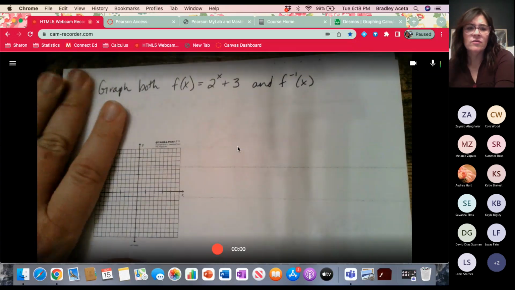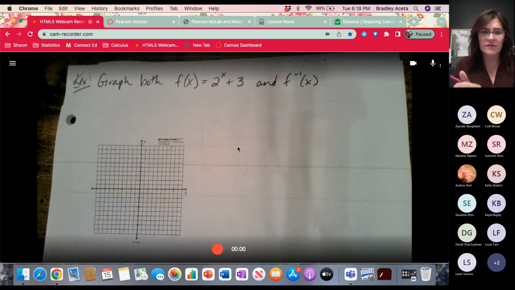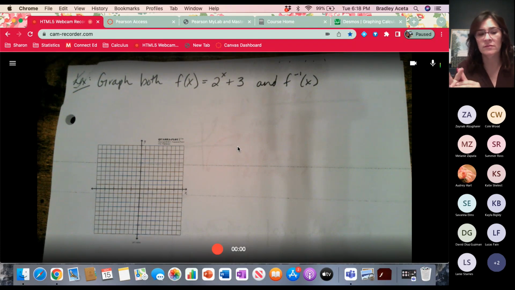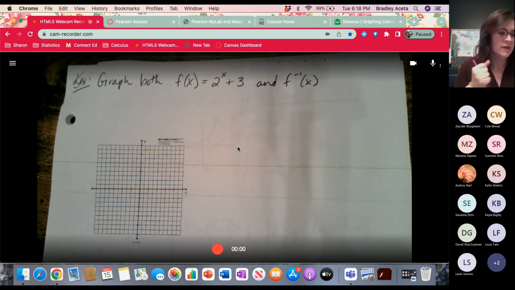Okay, this is the one where it's going to ask you to graph both 2x plus 3 and the f of x, okay? And we're going to just work it out real quick algebraically. Then I'll show you how to do it on the actual Pearson application.